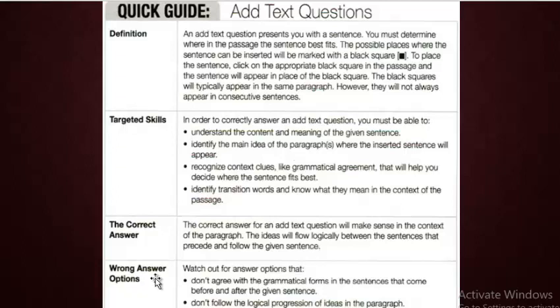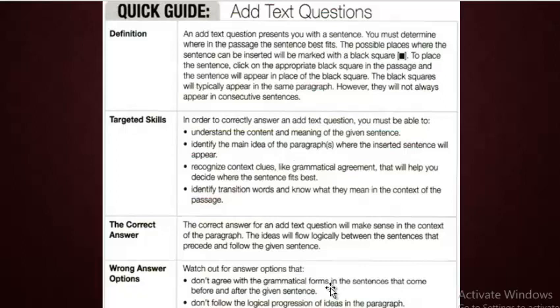Be aware of that. And wrong answer options. For understanding wrong answer options, here we have two strategies. Don't argue with the grammatical forms, for example, it's in simple present tense.